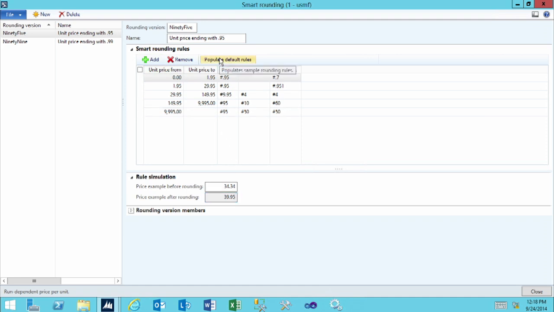There is a button at the top of this form called Populate Default Rules. When you're creating a new smart rounding rule, you can use this button to help auto-create some rules so that you don't have to type the detailed information in. Now that we've talked about generic currencies, let's move on to our next lesson.